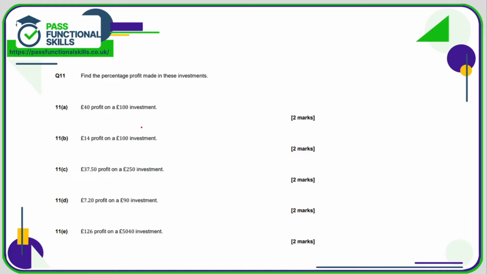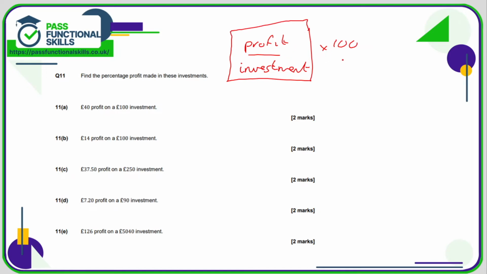Question number 11, find the percentage profit. So the percentage profit is the profit as a percentage of what you paid for something or your initial investment multiplied by 100, or if this fraction is easy to convert into a percentage, you don't need to worry about top divided by bottom times by 100. So here we are allowed to use a calculator for this question.